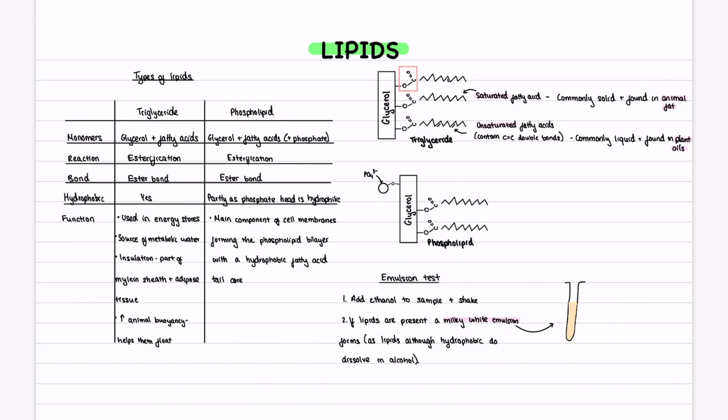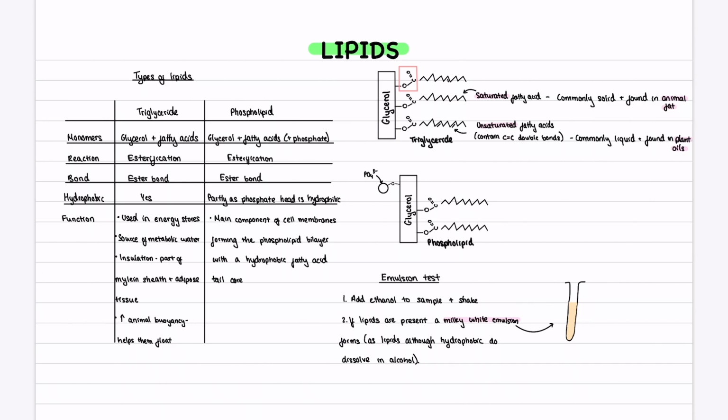Now, phospholipids. These are also formed from the monomer glycerol and fatty acids, but instead of having 3 fatty acids like triglycerides, they only have 2. One of the fatty acids has been replaced by a phosphate ion.